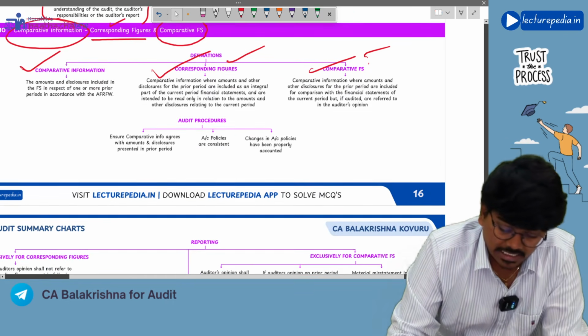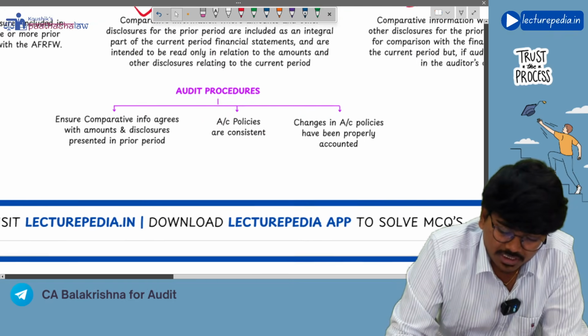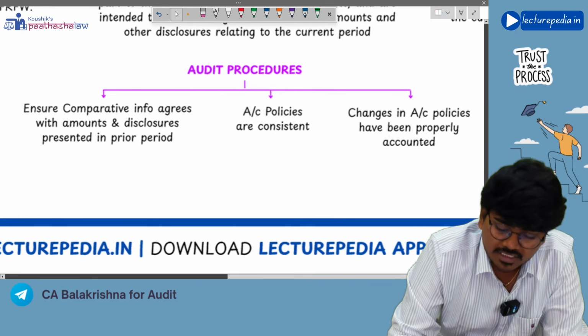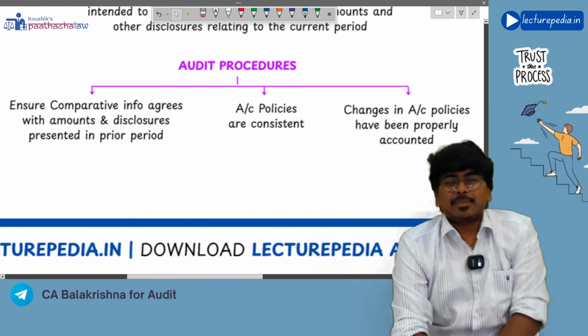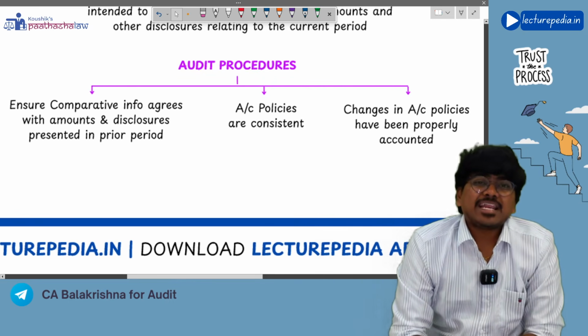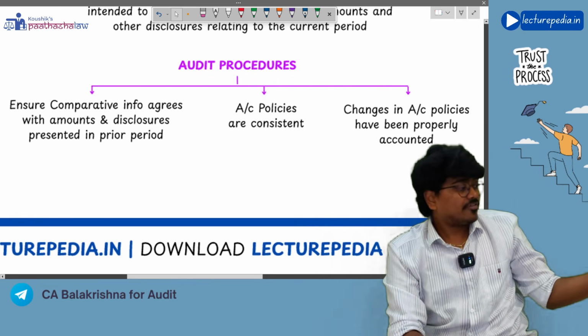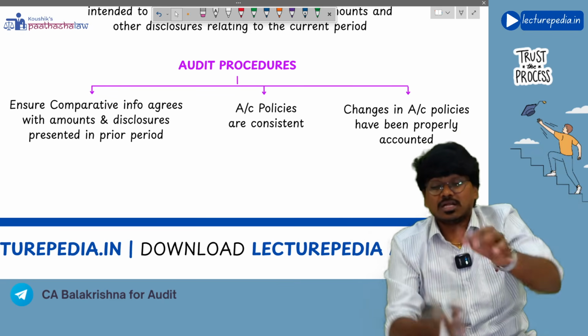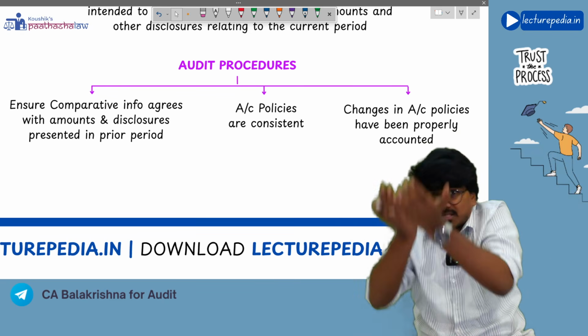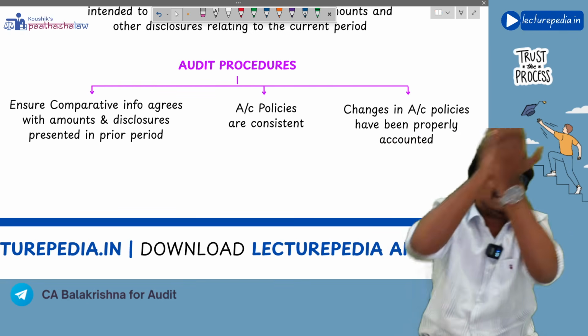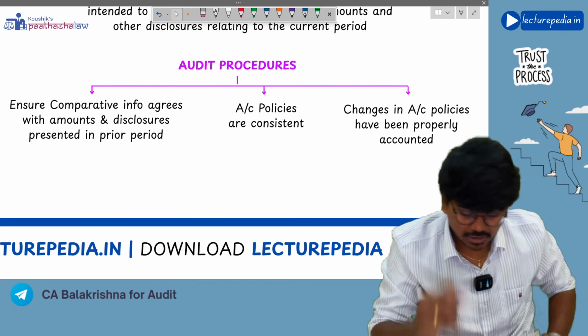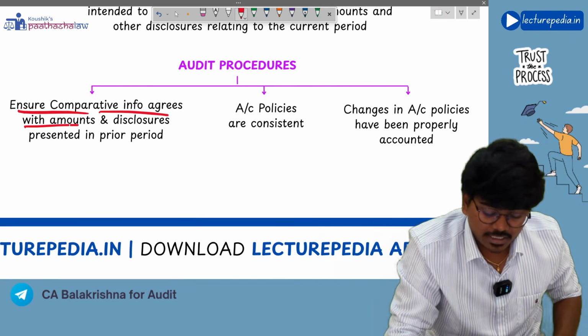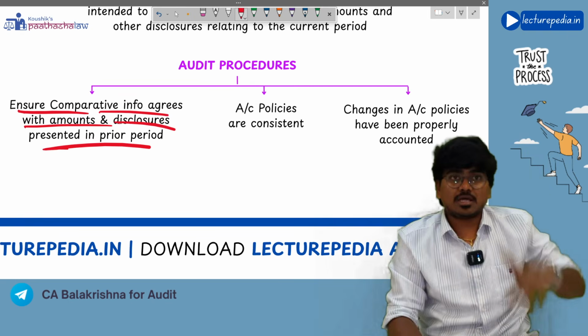Okay. Next, what are the audit procedures that you will perform on this comparative information? See, the comparative information you are bringing from last year, right? So the comparative information that you are presenting in the current year should agree with last year. Correct or not? So ensure comparative information agrees with amounts and disclosures presented in the prior period.